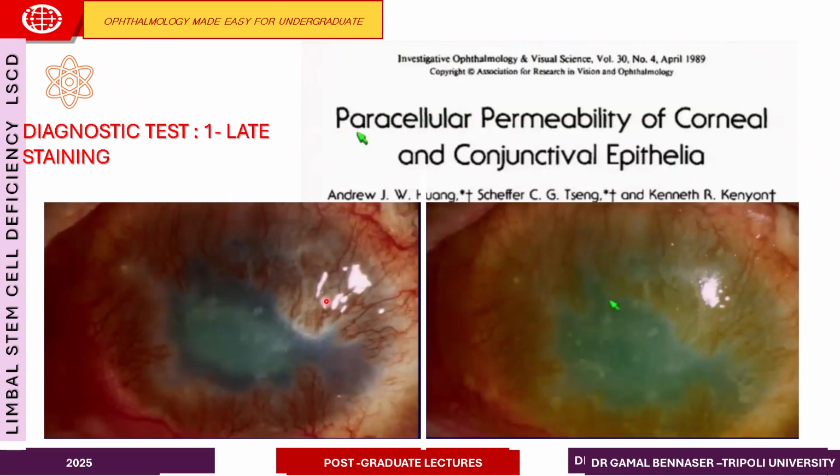This is an example of conjunctivalization of the corneal epithelium with extensive neovascularization coming from the periphery and central cornea. Also, they have epithelial defect and staining. This is similar to complete loss of the limbal area with extensive pannus formation and vascularization. And as you can see, this is the late staining: after you apply the fluorescein, there is a green hue here, which indicates the late staining due to conjunctivalization.